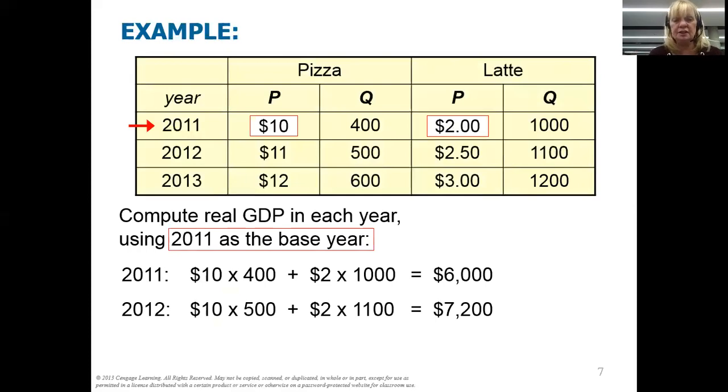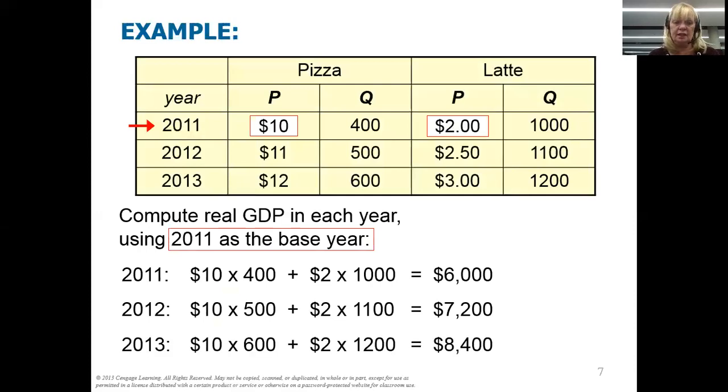So let's look at 2013. Same thing. You go back to the base year price for pizza at $10 and multiply that by the 2013 quantity, 600. On the latte side, same thing. The base year price for latte, $2, times the 2013 quantity, 1,200. Add those together and you get 8,400.